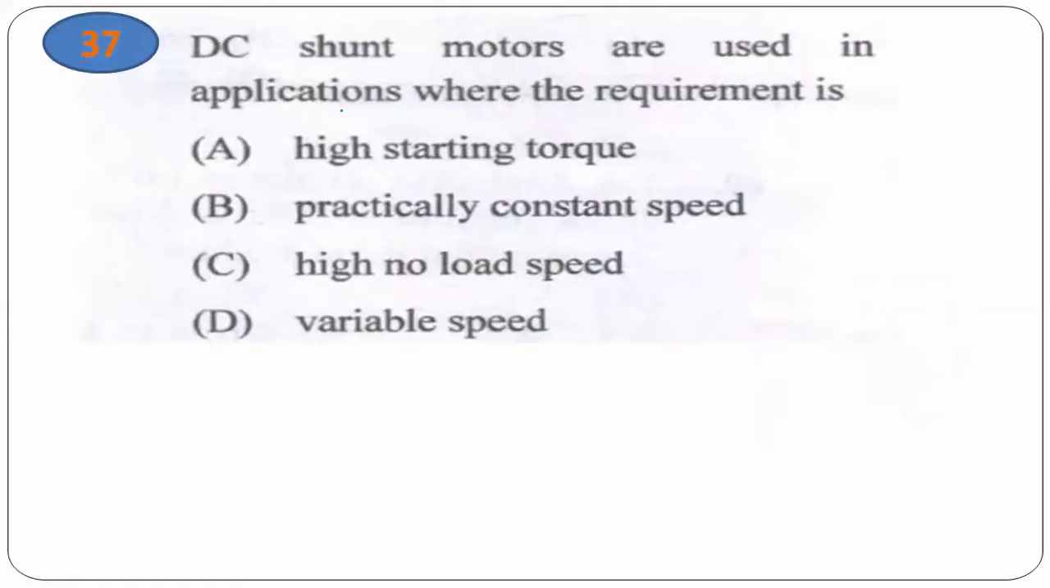So this question is again very simple. It is about DC shunt motors: in what kind of applications are they used? Generally they are used in practically constant speed applications. DC shunt motors are very popularly used for practically constant speed applications, and you can make a note that whenever high starting torque is required, we generally use DC series motors.